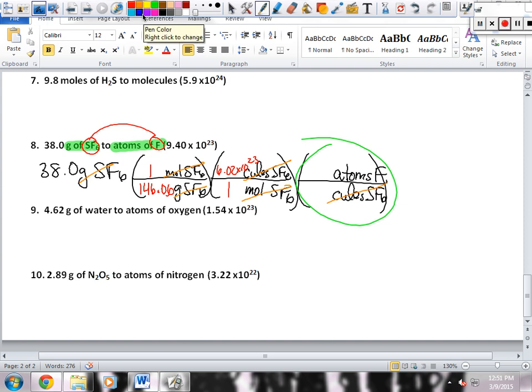Am I one person? I have 1 brain, 2 eyes, 2 arms, 10 fingers, 20 phalanges, right? In 1 SF6, how many F's? There are 6. So that's how you do it. Multiply it out and you're done.